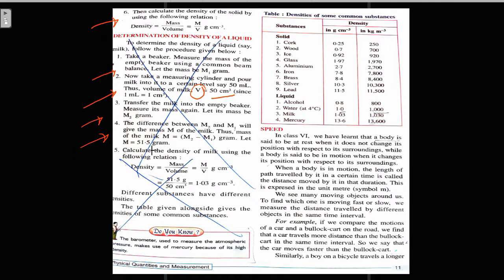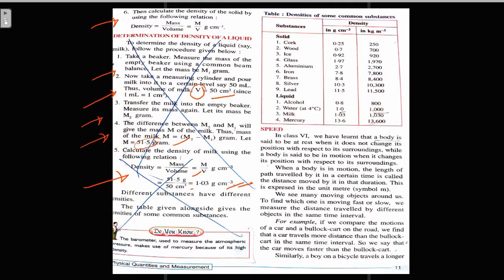This would become like this. Let m equal 51.5 gram. Then we have to find the density, mass upon volume. Mass is what we have found out here. This would come out to be 51.5 g upon 50 centimeter cube. This has come to be 1.03 gram per centimeter cube, right?